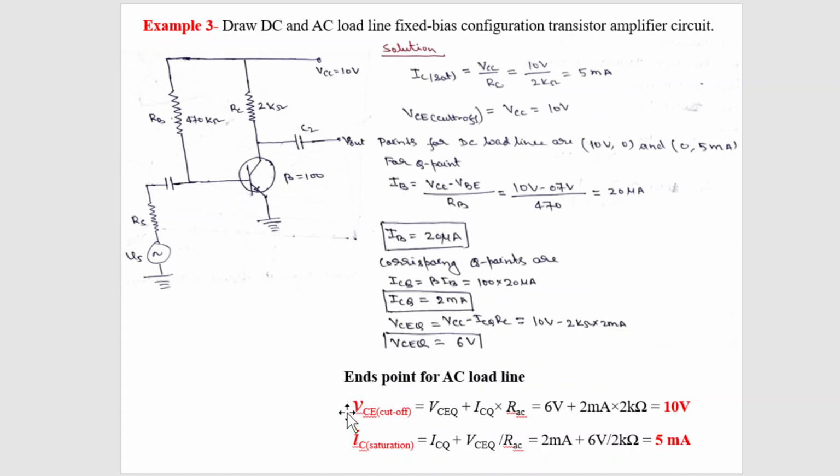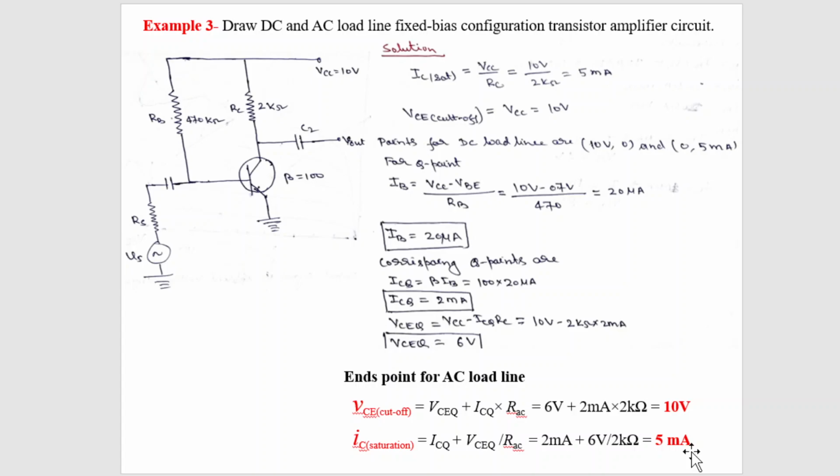Here also for the AC signal, the cutoff point is 10 volt. And here, the cutoff point is 5 milliampere. Here also for the AC signal, the cutoff point is 5 milliampere. That means in this present situation, the cutoff points for the AC load line and DC load line are both the same. That means both load lines are superimposing each other.